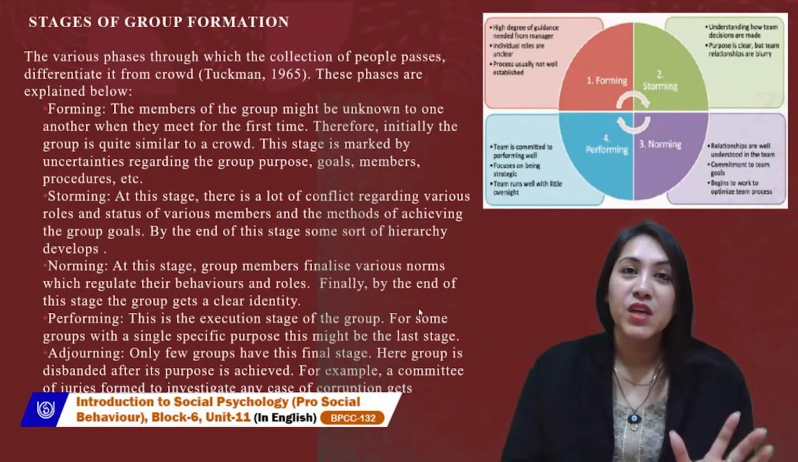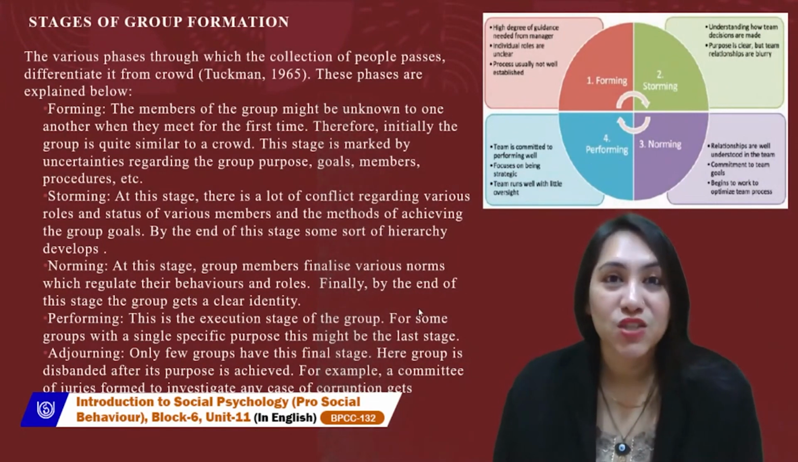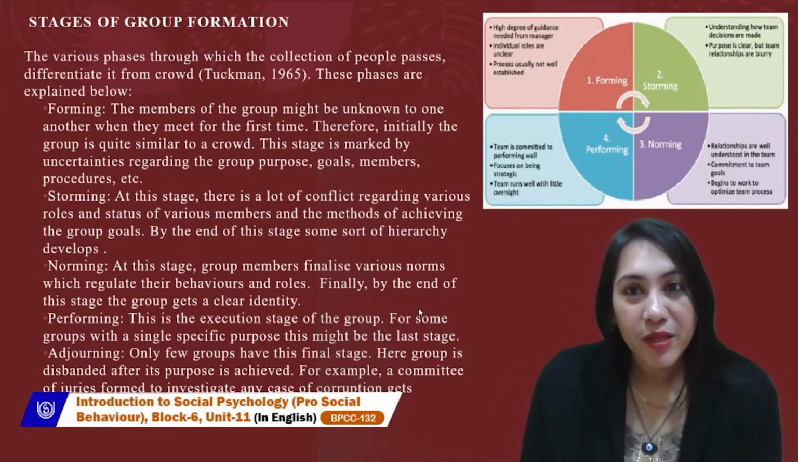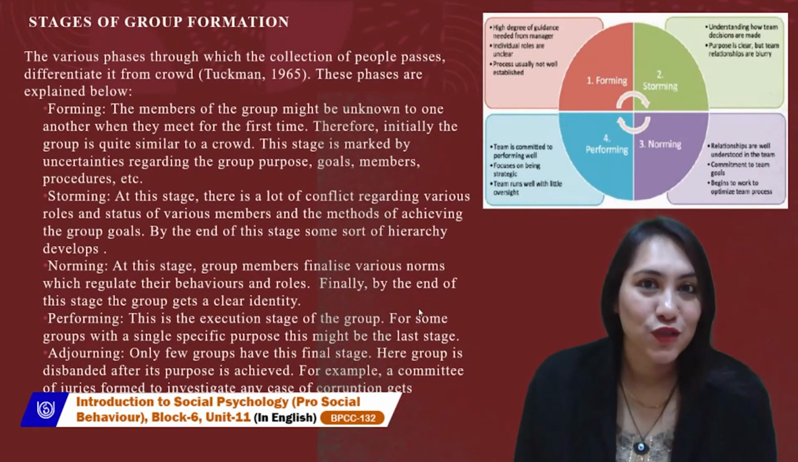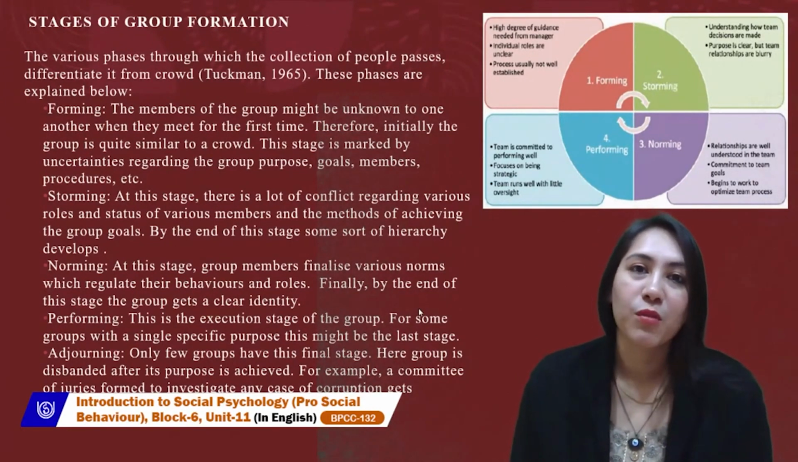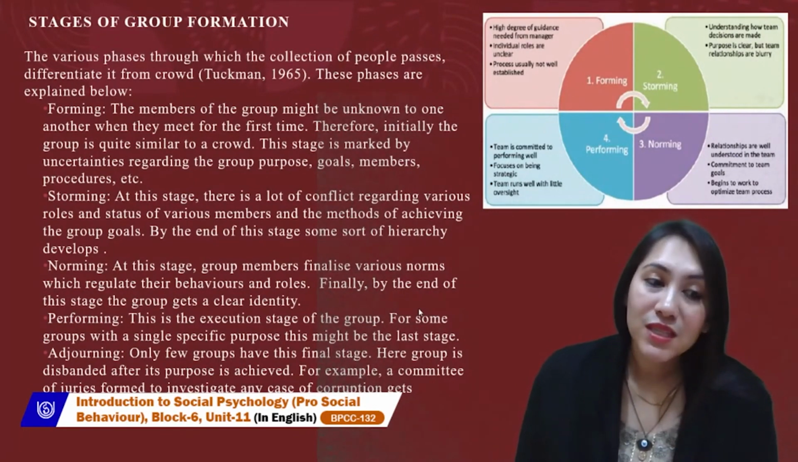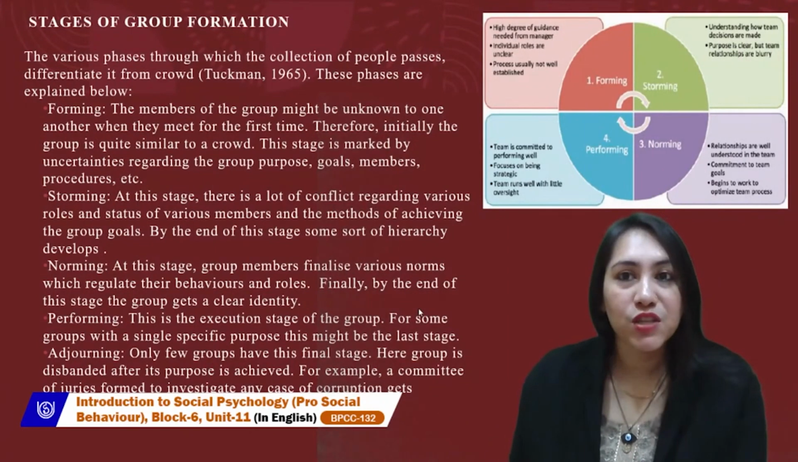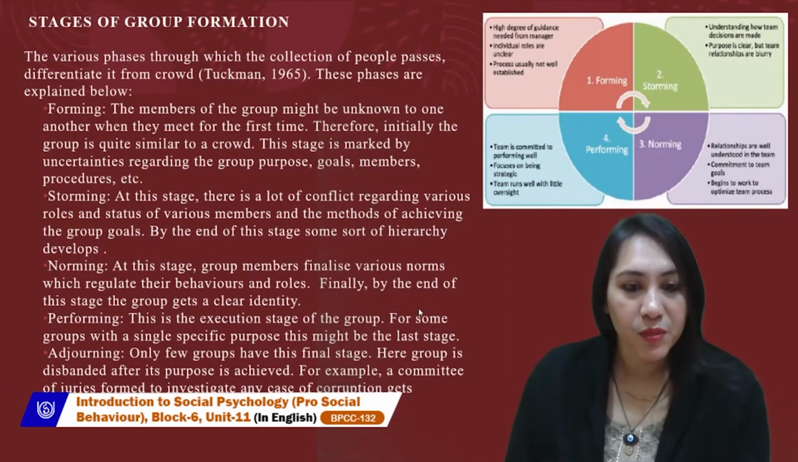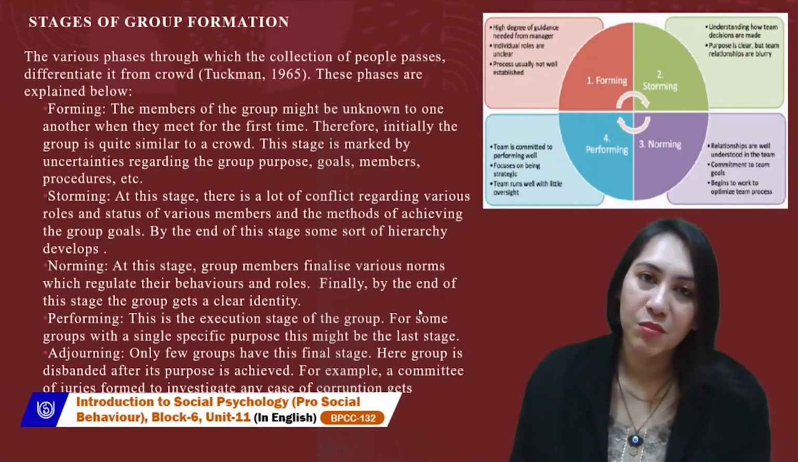I'll give you an example. The music band Euphoria keeps performing. They still are together, they keep performing. So that's the last stage for that group. Most of the groups are performing, performing, performing. Otherwise, there is another stage which is adjourning for few, where the groups just come together to solve a purpose, sit for it, and then they abandon.